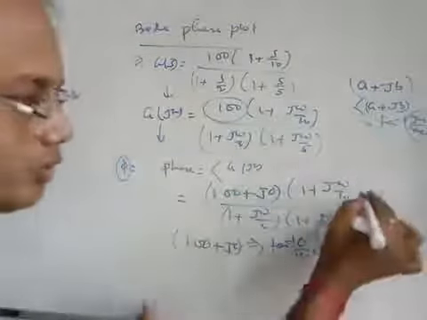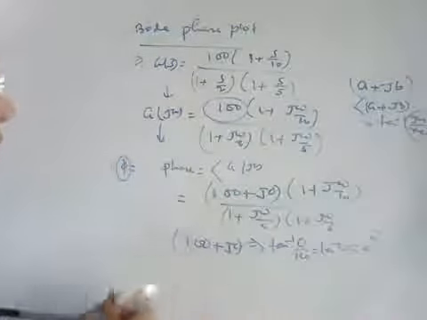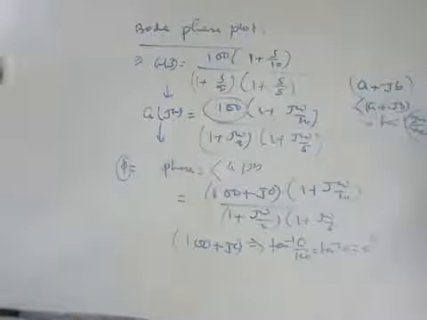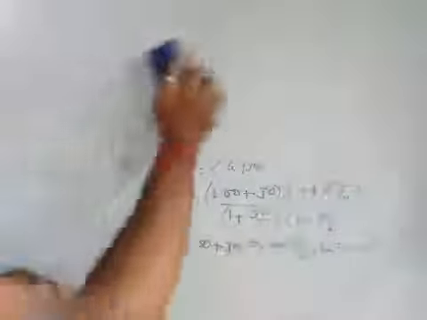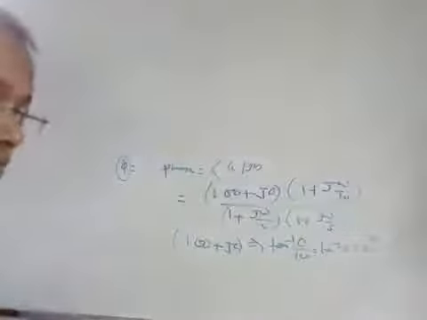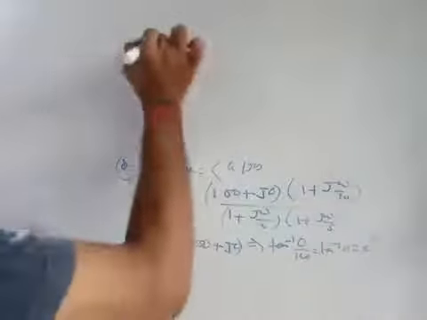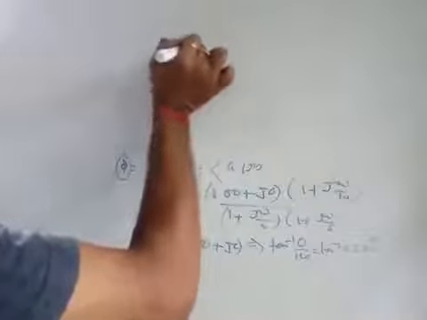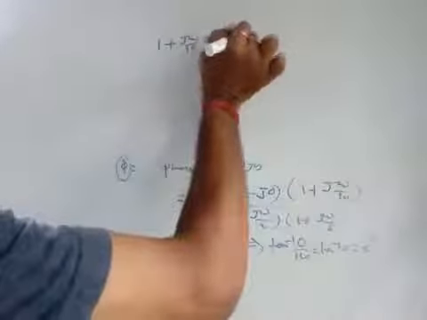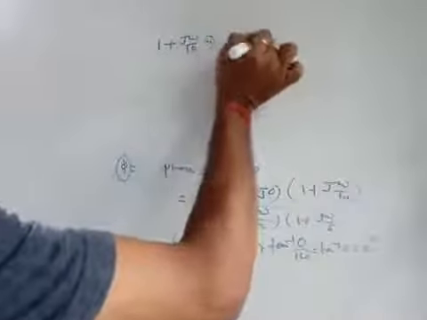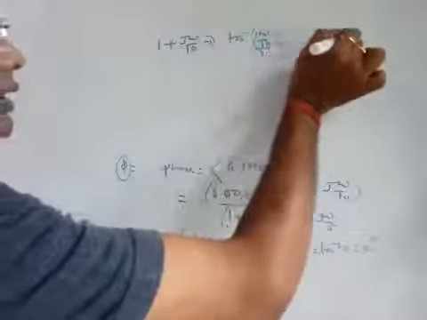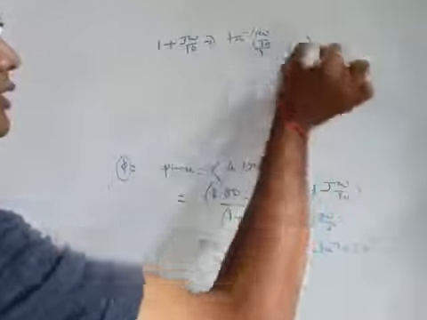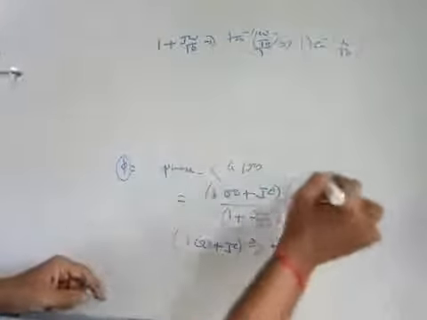Now the phase corresponding to the term 1 plus j omega by 10 is tan inverse omega by 10. This is your imaginary by real. So tan inverse omega by 10 is the phase corresponding to this part.